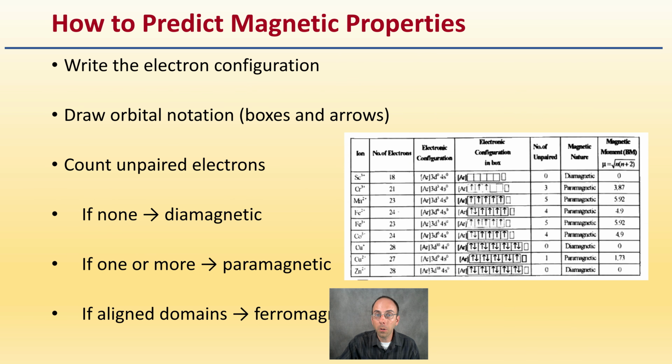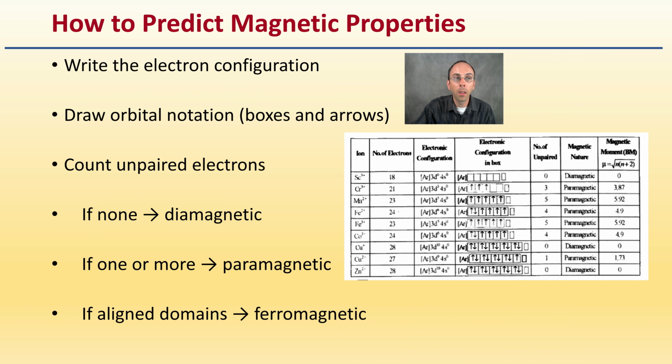Lastly here, how would you predict magnetic properties? Well, you want to write down the electron configuration, then draw the orbital notation, remember the boxes with the arrows, and count the unpaired electrons. If you have no unpaired electrons, the element you're probably looking at is diamagnetic. If there's one or more, it's probably paramagnetic, and if it aligns domains, then you're looking at the special case of the strong magnetism called ferromagnetic.